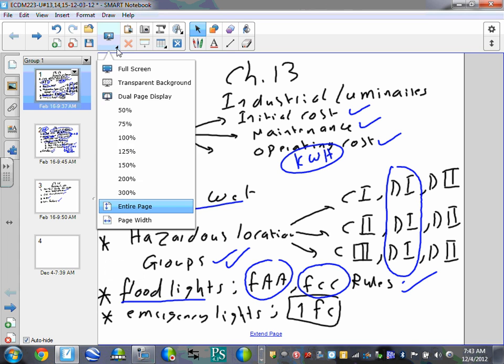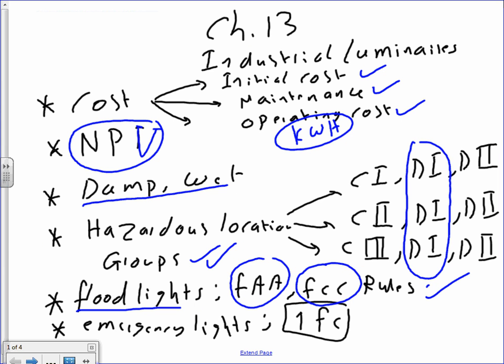and go over this. Okay. All right. So the last three chapters in this book talk about industrial luminaires. What do you need to specify when you're dealing with industrial luminaires?